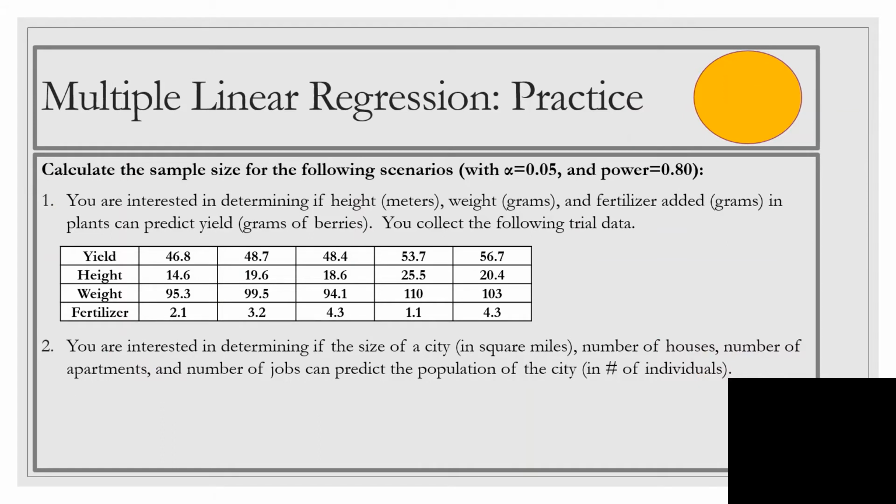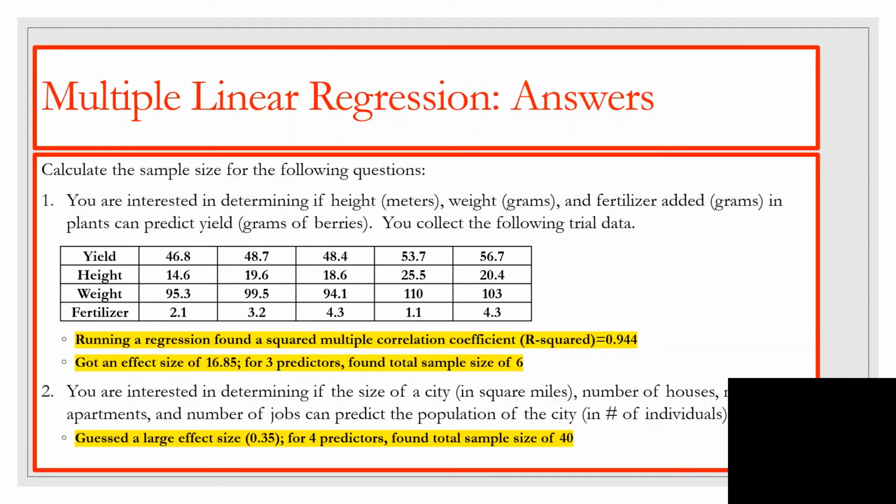Here are 2 practice problems for multiple linear regression. Take some time to fill these out yourself. Looking at the answers for 1, we again have raw data. So we can put these in something like SPSS and get a correlation matrix. Enter those in to get a multiple correlation coefficient of 0.944, which gives us a whoppingly huge effect size. And so for 3 predictors, we only need a sample size of 6.